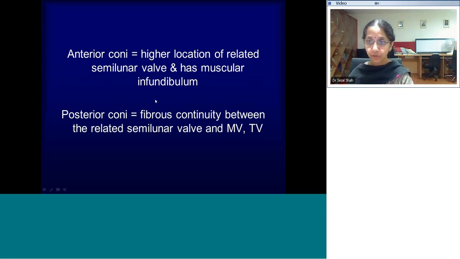Thinking of a normal heart, the anterior conus is the pulmonary arterial conus, which is located a little superior compared to the aorta and has a muscular infundibulum, because of which there is a discontinuity between the pulmonary artery and the tricuspid valve. And the posterior conus has a fibrous continuity with the remaining semilunar valve and the AV valves, which happens in a normal heart. The aortic conus, there is always a fibrous continuity. The aortic conus disappears, because of which it's in continuation with the rest of the three valves.